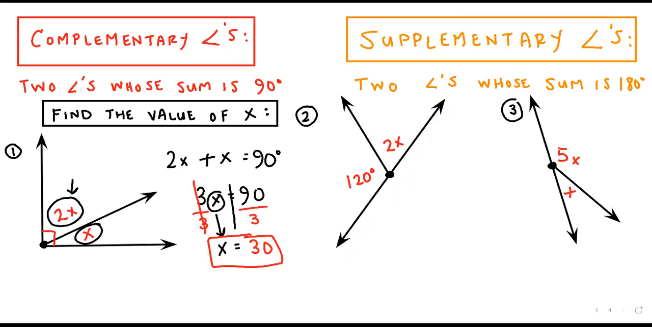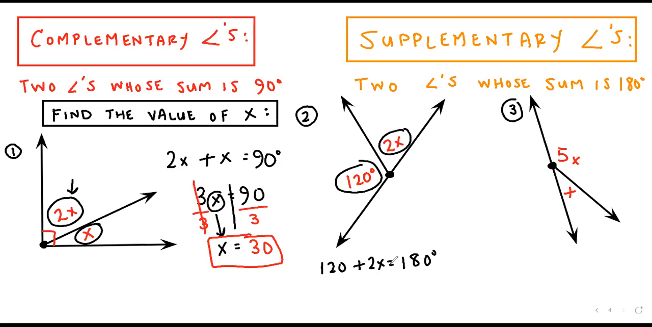So what we're going to do is set up our equation. I know that they're both supplementary, so if I add them, they should be equal to 180 degrees. What is the measurement of one of my angles? 120. And then the other one is 2x.